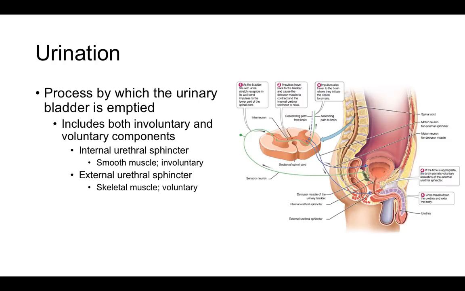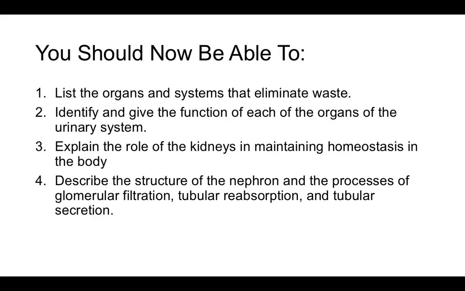Now, this involves both involuntary and voluntary components. Again, same as with pooping. We have an internal urethral sphincter and an external urethral sphincter. The internal urethral sphincter is involuntary, and it's at this point when a lot of pressure is put on the voluntary external urethral sphincter that you feel the urge to pee, and you find a bathroom. The external urethral sphincter is skeletal muscle and voluntary, and aren't we thankful?